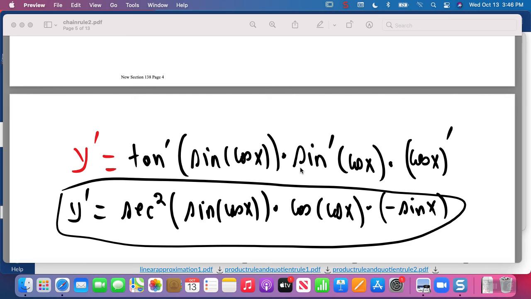But the inner function is itself a composition of two functions. So first we take the derivative of sine and evaluate it at cosine x, then times the derivative of the inner function, which is cosine x. The derivative of sine is cosine, evaluated at cosine x, so you get cosine of cosine x, times the derivative of cosine, which is negative sine. So you get the derivative that you're looking for.